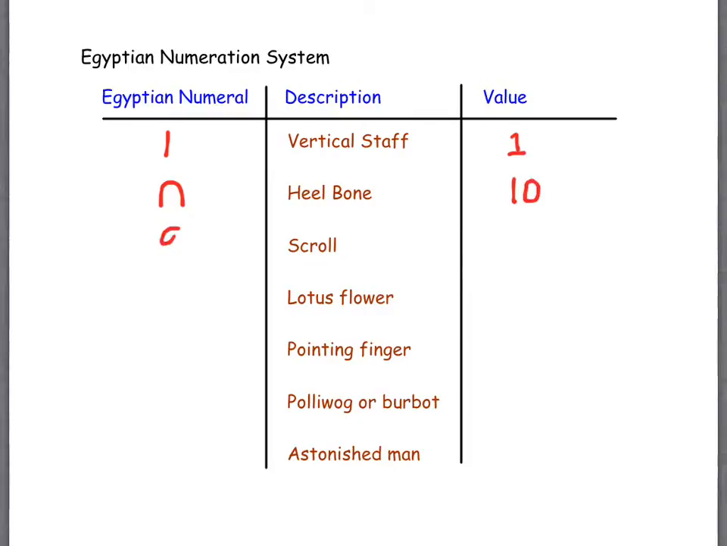Now, your book draws the scrolls like this. There are some other books that draw them a little bit differently. For the Egyptians, it did not matter if the scroll was drawn like that or sort of drawn backwards or upside down. It didn't make much difference. But this is how you'll see your book do this. The scroll has value 100.